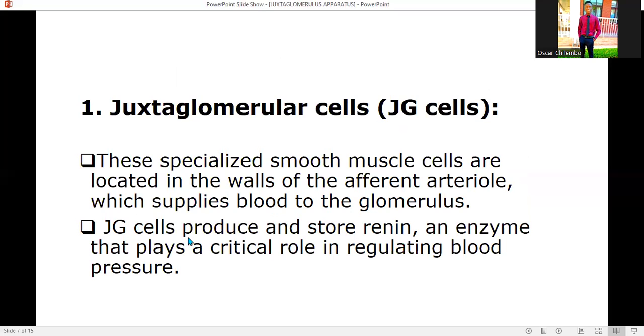The JG cells produce and store renin. The important part of renin is that it is involved in the regulation of blood pressure. So renin is produced by the juxtaglomerular cells. What does renin do? Renin converts angiotensinogen into angiotensin 1. Then there's an angiotensin converting enzyme which converts angiotensin 1 to angiotensin 2.